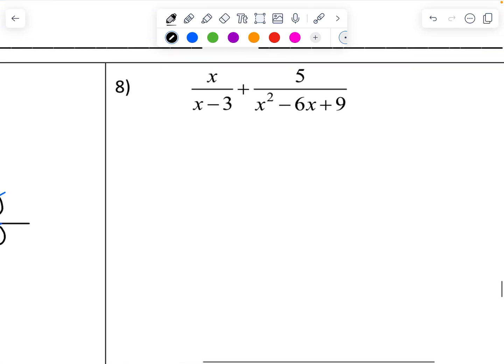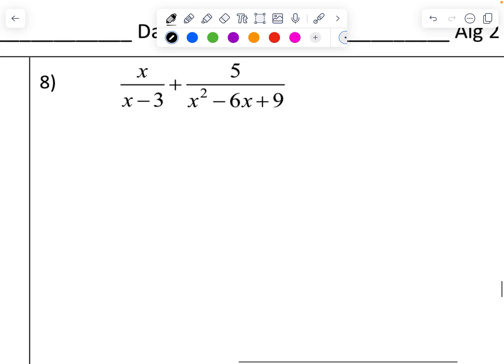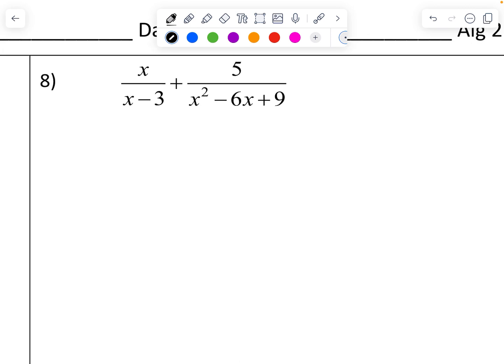All right. So now, step 1 is to factor anything that can be factored. Step 2 is to get a common denominator. Step 3 is to combine like terms. And if we need to factor and reduce again, we will. But step 1 is to factor.